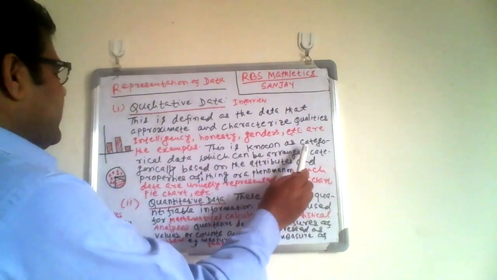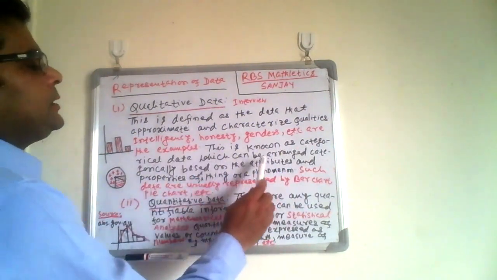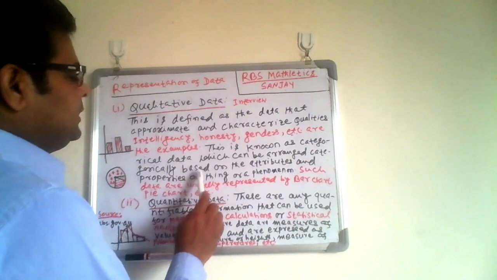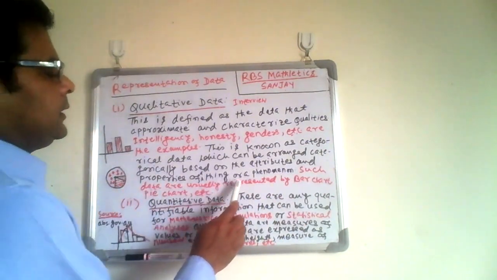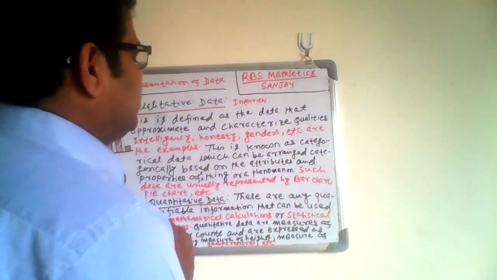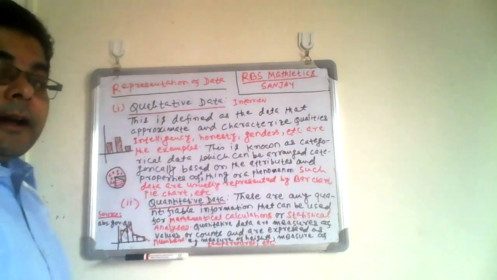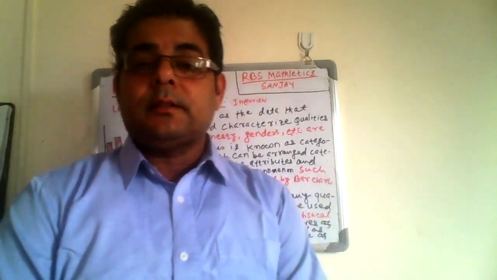This is also known as categorical data, which can be arranged categorically based on the attributes and properties of a thing or phenomenon. Then what do we mean by category? You can categorize people according to their intelligence level based on the IQ test.